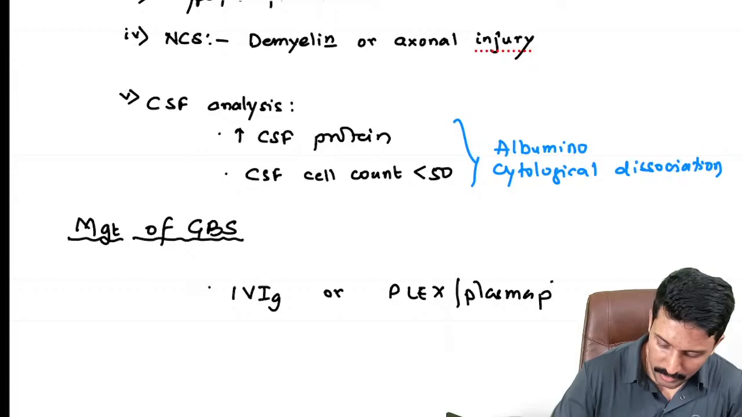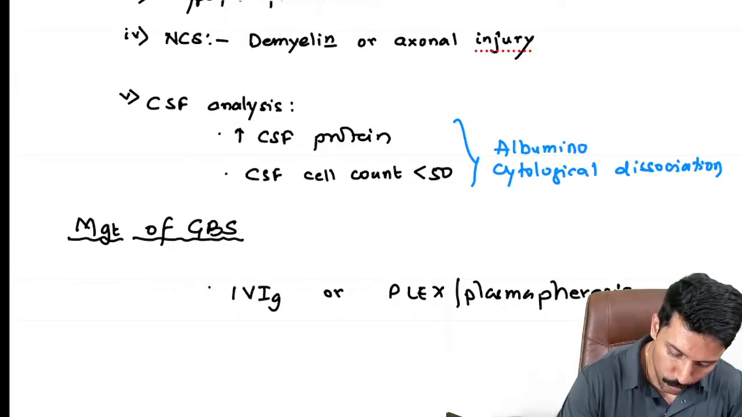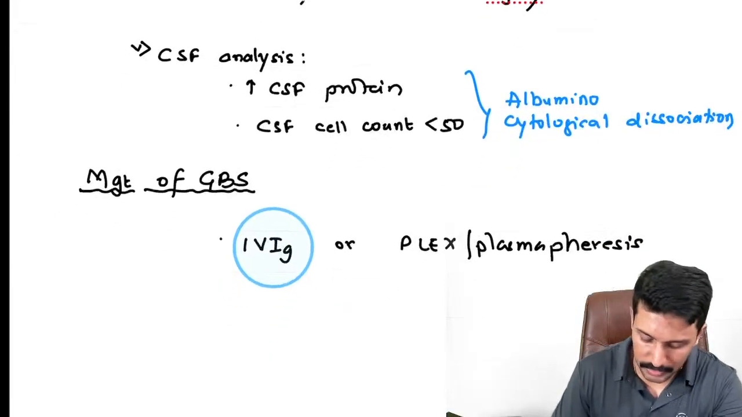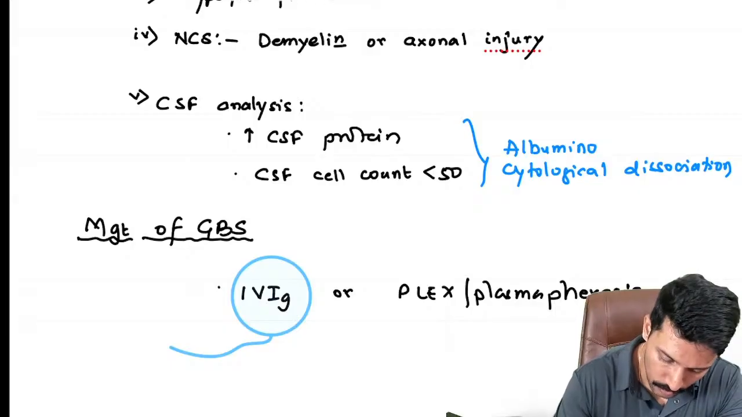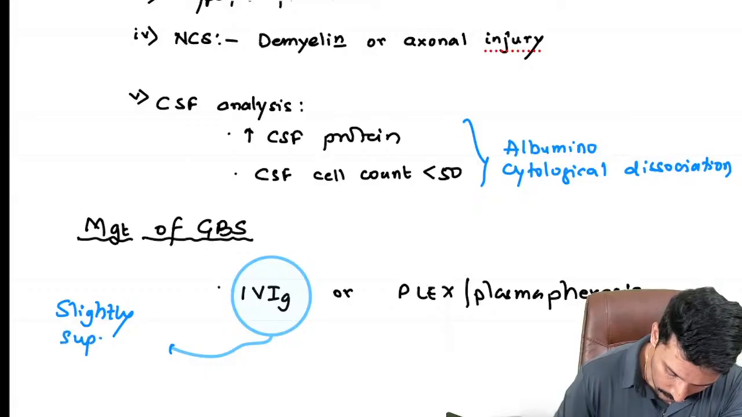In terms of superiority, I have already told you that IVIG is slightly superior. So if both options appear in the question, plasmapheresis as well as IVIG, I would suggest you go ahead with the IVIG because it is slightly superior in efficacy.